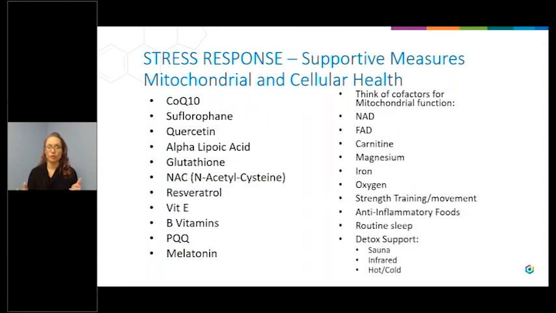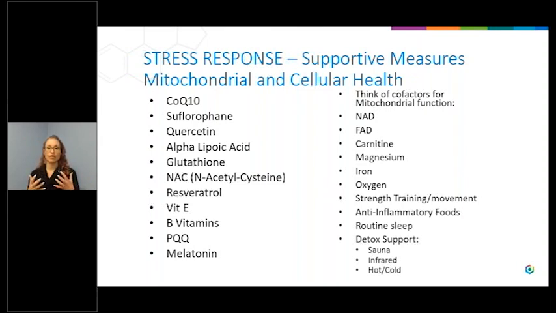So when we look at supportive nutrients and supplements, we have to remember, right, these are supplemental to everything that you are doing. So things that can support mitochondrial and cellular health: CoQ10, sulforaphane, quercetin, alpha lipoic acid, glutathione, very strong antioxidant support, NAC or N-acetylcysteine, resveratrol, vitamin E, B vitamins, lots of different B vitamins, B1, B6, B3, PQQ. Melatonin is actually a very potent antioxidant.